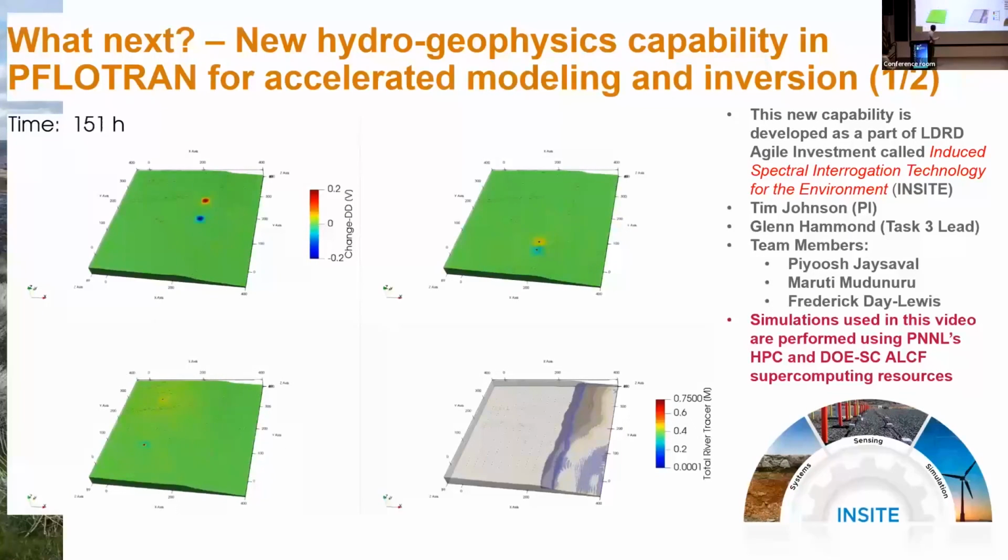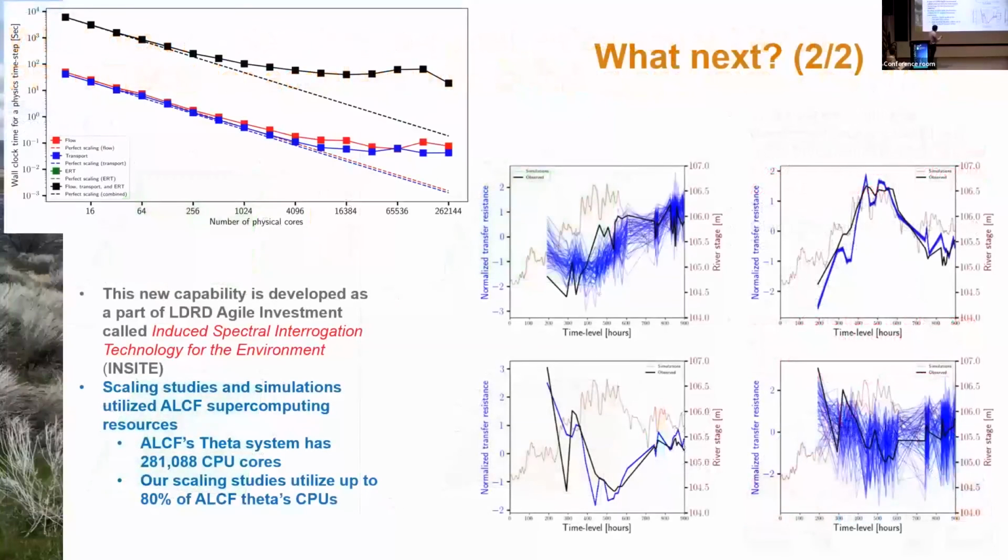So how does river water intrude into the system? These black lines are the electrodes. As the river water enters the system, you can see there's a change in the polarity, and that is captured in these two sets of measurements. pFloater does a really good job in capturing such phenomena. This new capability was developed as a part of the DRD Agile program Insight. On this new capability, we performed scalability studies on the DOE supercomputing machine called ALCF, and pFloater scales very well to more than 250,000 cores.